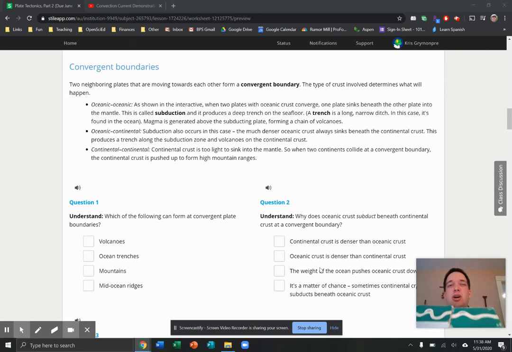Now, it's really hard to show with a cardboard model because, as we know, sometimes the Earth breaks and it moves and it bends. So basically, it depends on what kind of plates you have. You're going to have to use my arms as an example.